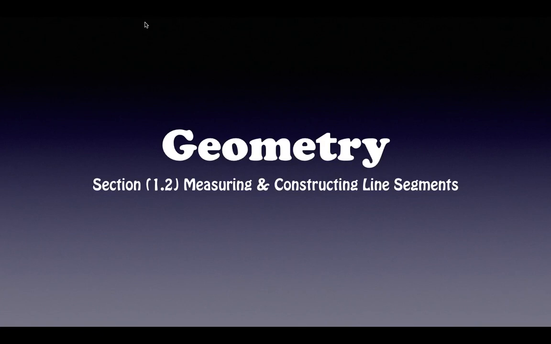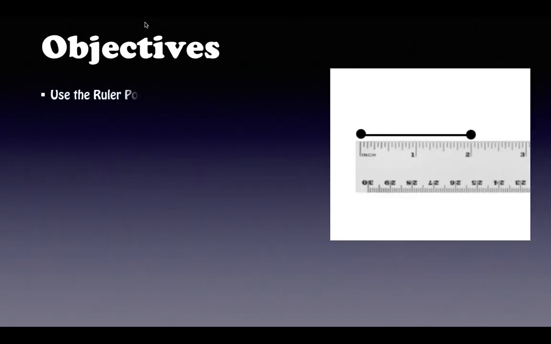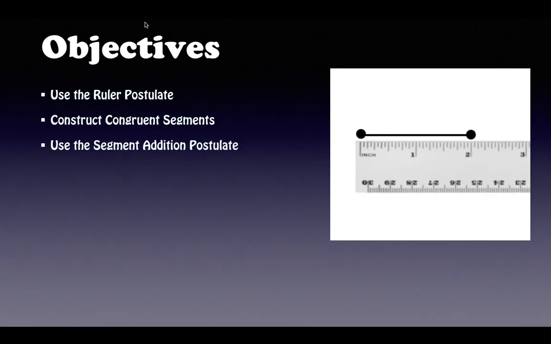Okay, this is the geometry lecture for section 1.2, measuring and constructing line segments. The objectives of this lecture are to use the ruler postulate, construct congruent segments, and to use the segment addition postulate.